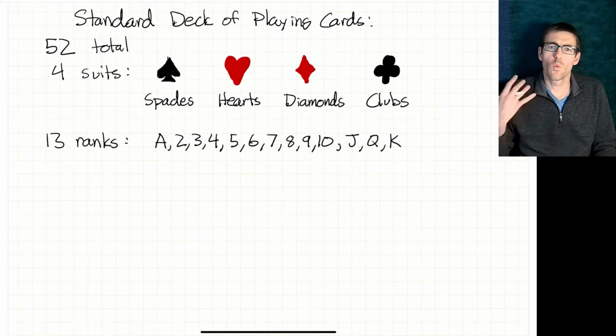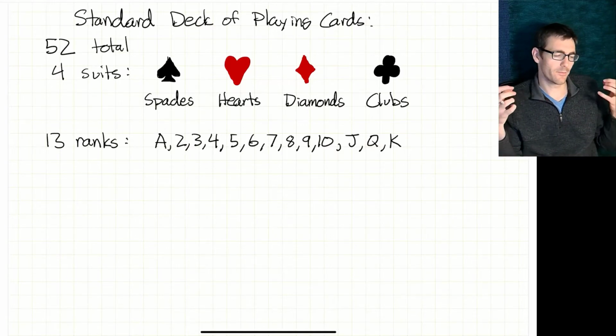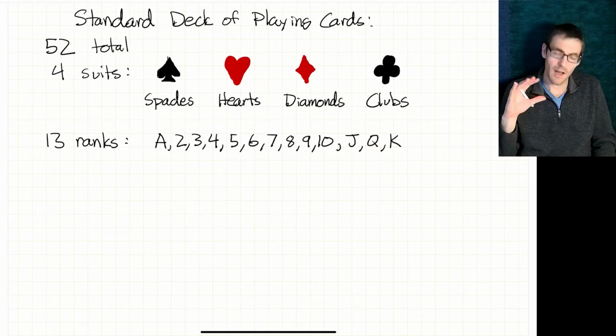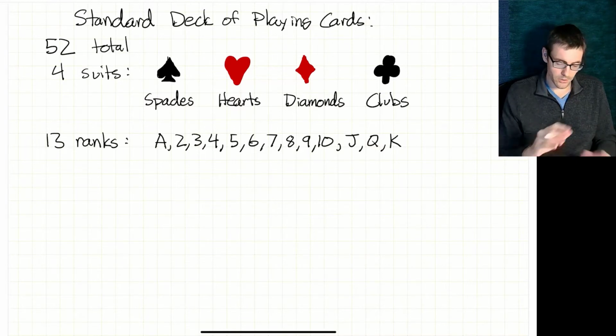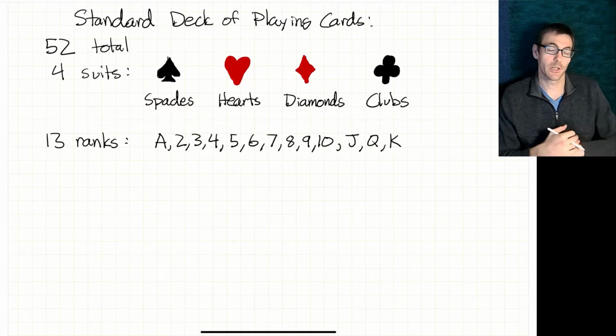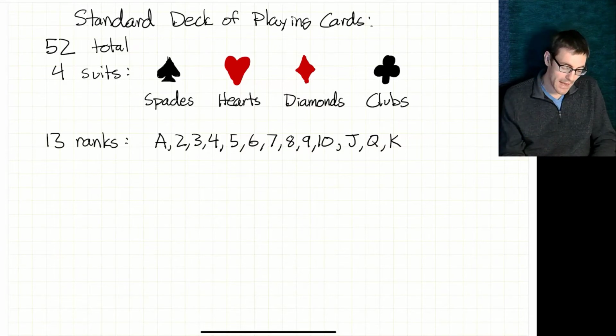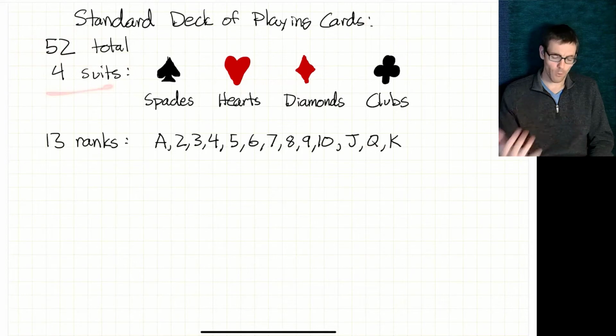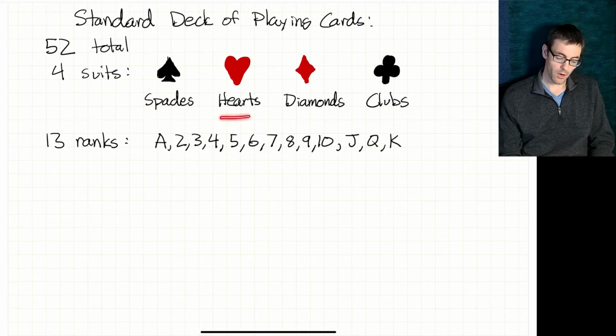Okay. One example that we're going to use a lot moving forward, because it's very conducive to talking about probability, is the standard deck of playing cards. Just to recap, for those of you who aren't necessarily familiar, a deck of playing cards has 52 total cards. We're going to have 4 suits: spades, hearts, diamonds, and clubs. Spades and clubs are considered black cards, while hearts and diamonds are red.